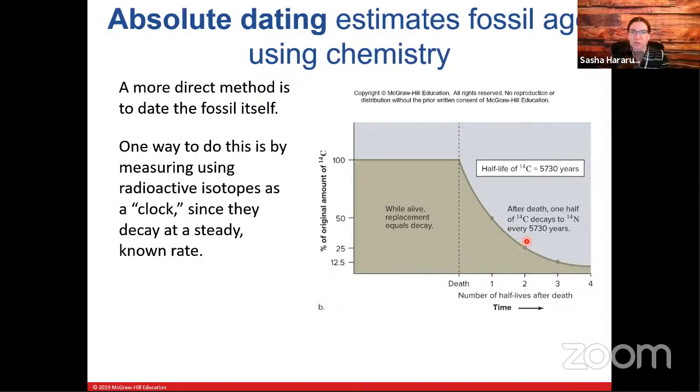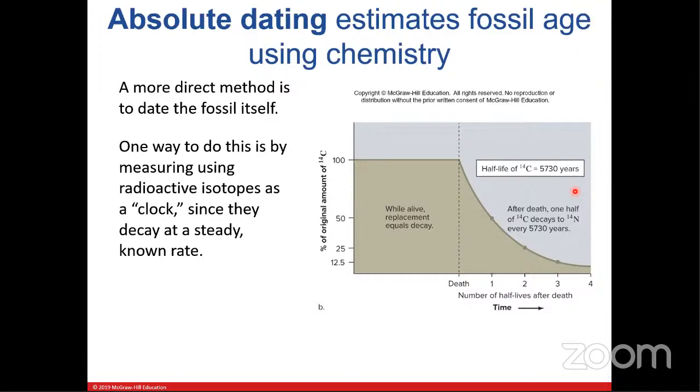Okay, and just to finish up the sentence, if your carbon content in the fossilized fish is 25% of that of the live fish, it means that your fossilized fish lived 2 times 5,730 years ago, which is 11,460 years ago. Anybody's confused?